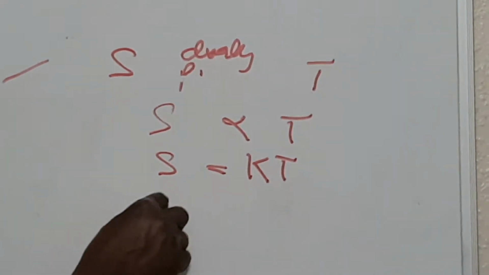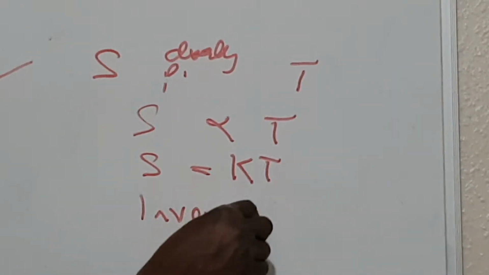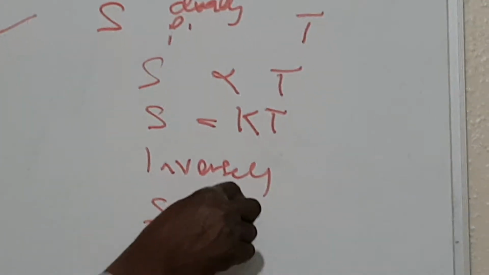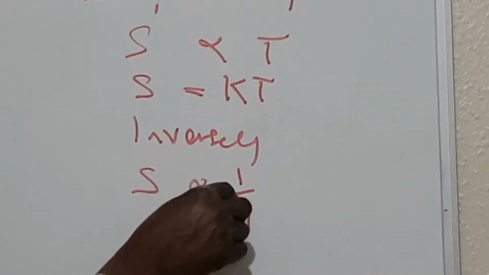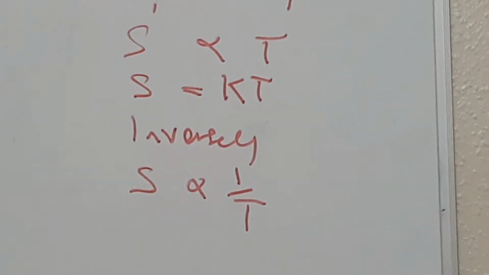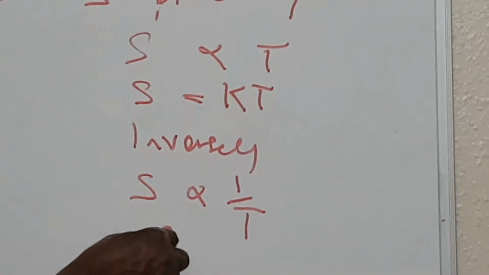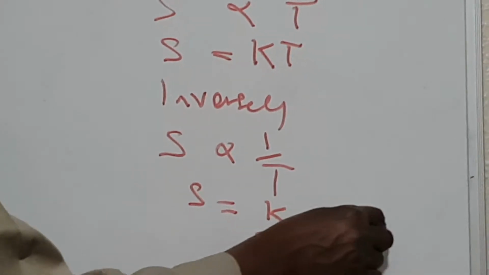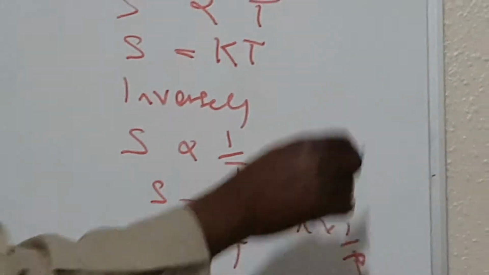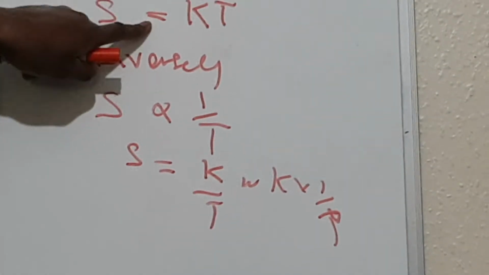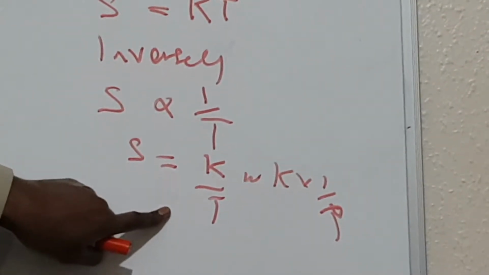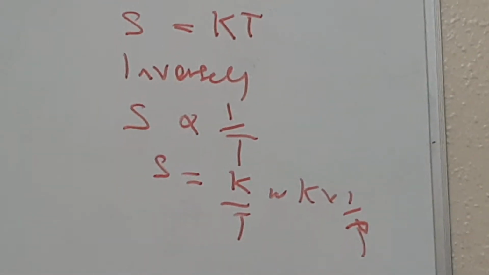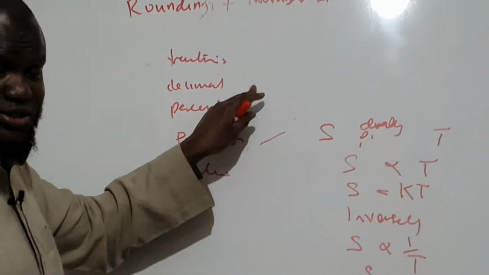If it is inversely proportional, that means S is inversely proportional, meaning instead of T, it will be 1 over T. Then S is equal to K over T, or K times 1 over T. So directly proportional is that, inversely proportional is that. We are going to look at the proportions. Fractions, don't think you have done fractions before, but I'm going to look at it on the various topics.